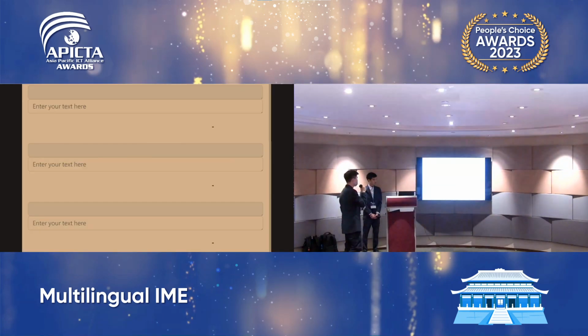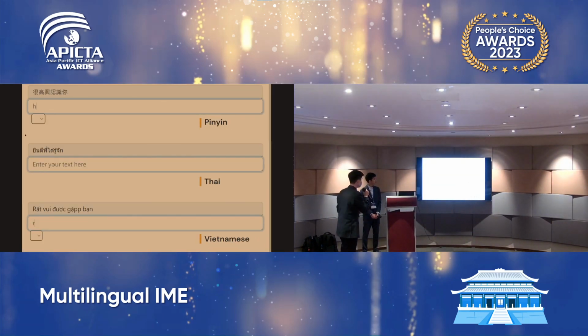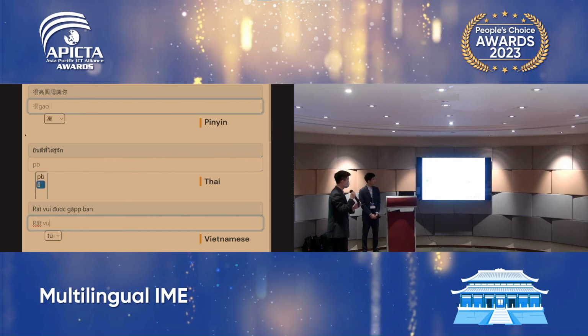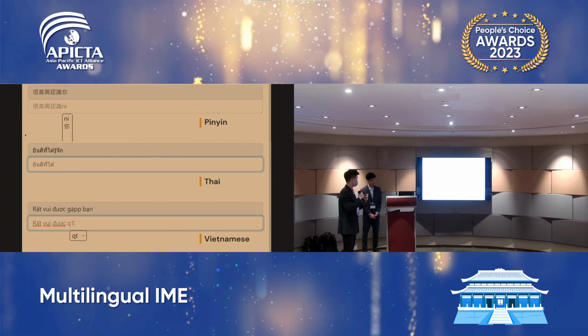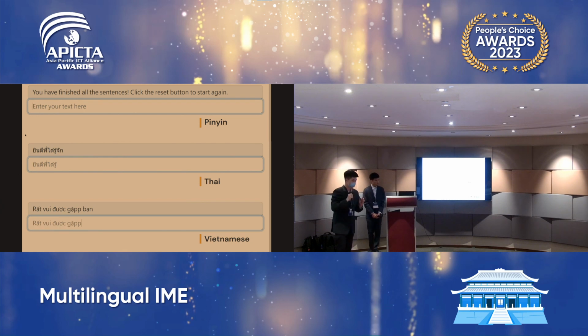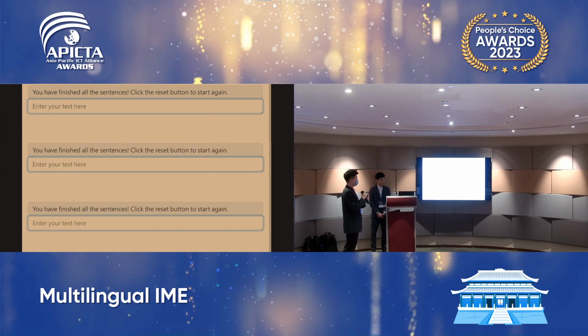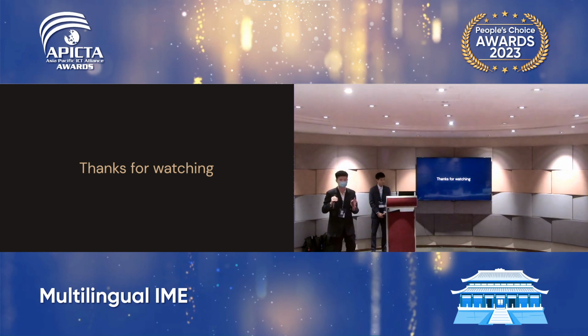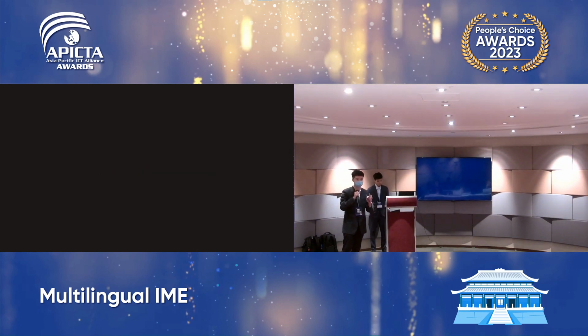And the potential of supporting multilingual languages. First is Pinyin, and second one is Thai language, and third one is Vietnamese language. You can see that in our system, we can detect any language. Our system can potentially support any language if we have the rules of the keystrokes.